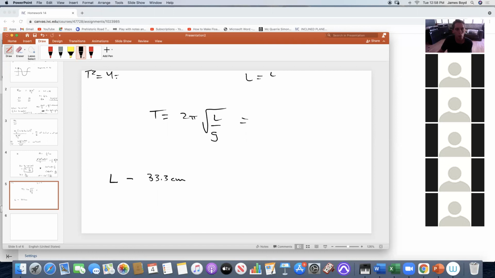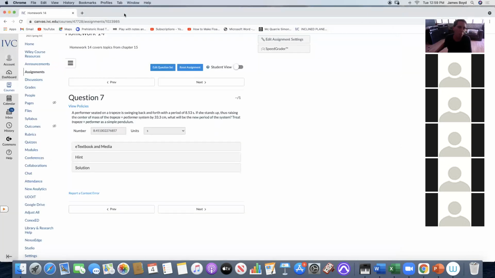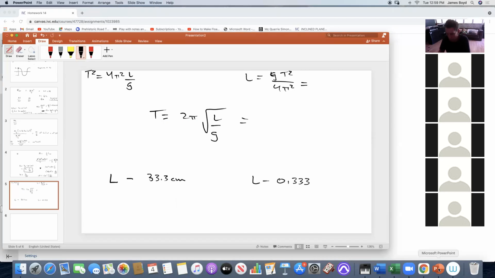T squared is 4 pi squared L over g. So L would equal g times T squared over 4 pi squared. And you can find L, and then subtract that, but L will be in meters, so subtract 0.333. So let's do that really fast. 9.8, they gave me a period of 8.53 seconds. So 9.8 times 8.53 times 8.53 divided by 4 times pi squared. I get 18.06 meters.